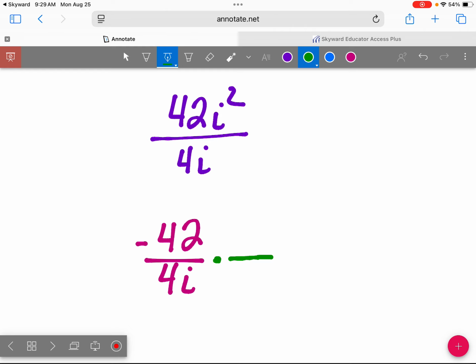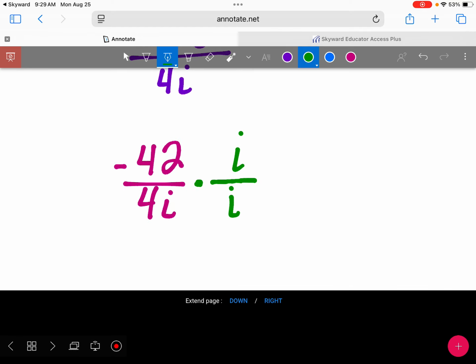Yeah, we need to multiply by something to get the i out of there. Do I have any adding or subtracting in my denominator? No, so it's not a conjugate. We only need the conjugate if we have adding or subtracting, because then we have to make it be a difference of squares. If I just have an i there, we are just going to multiply by i over i.